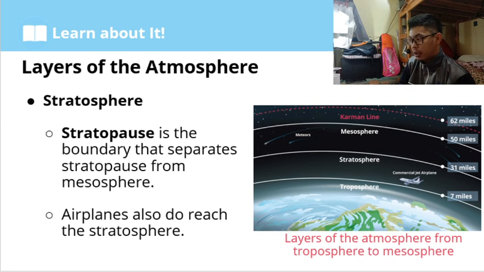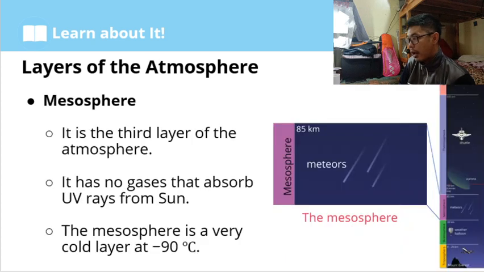So, the boundary is called the stratopause. Alright, let's go now to another layer. We call it the mesosphere. Now, as you go to grade 8, we will study your meteors. However, the mesosphere is the third layer. It has no gases that absorb UV rays from the sun. So, if you go past this, you will get burned.